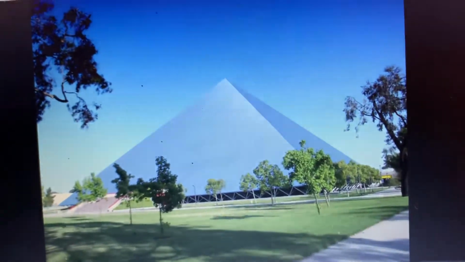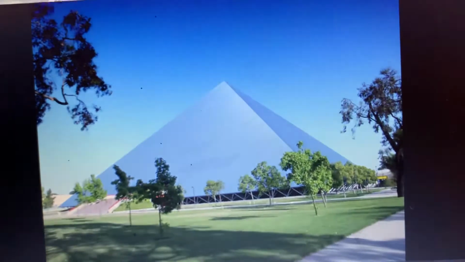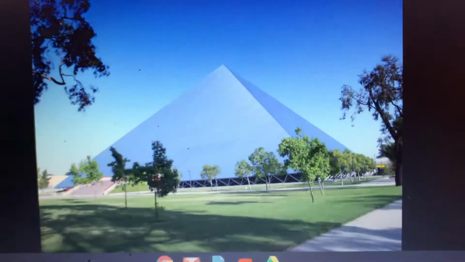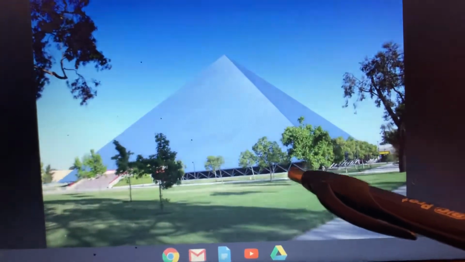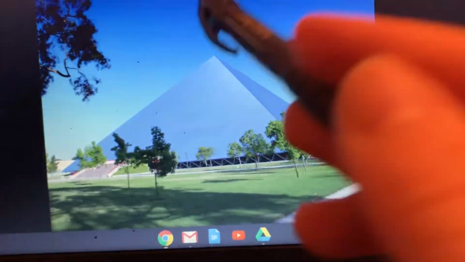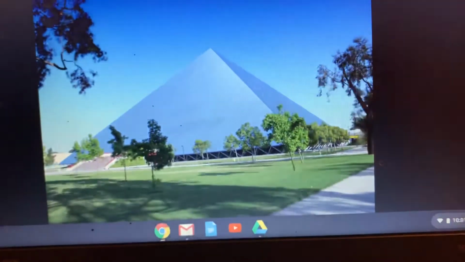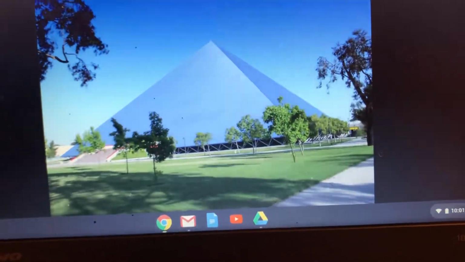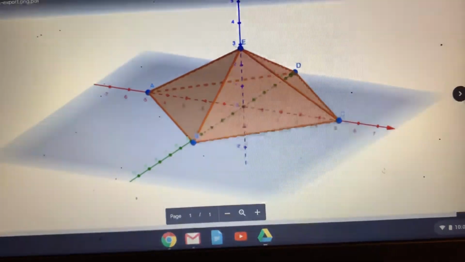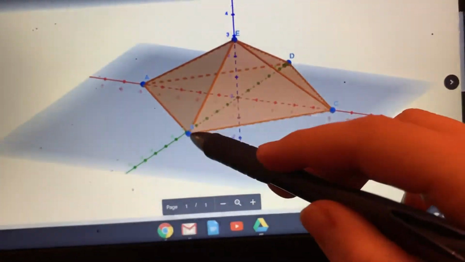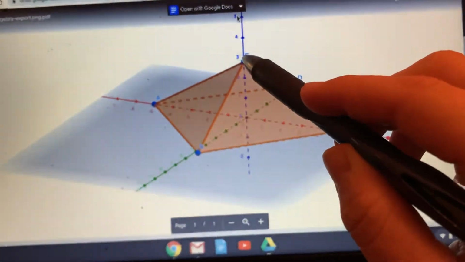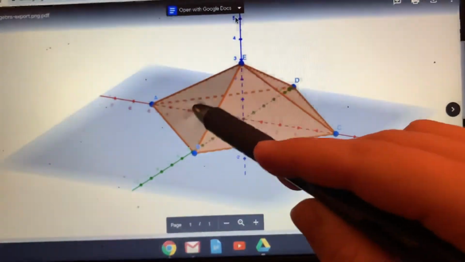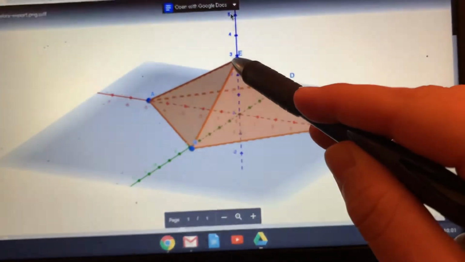So this is the Walter Pyramid. It's located in Long Beach, California, and here's a real life photo of it. It is 345 feet all around the edges, on all 4 edges of the square, and it is approximately 18 stories tall. So here's my 3D model I created of it. My 3D model is 5 units on each side, and it is 3 units tall with a slant height of 3.9 units.